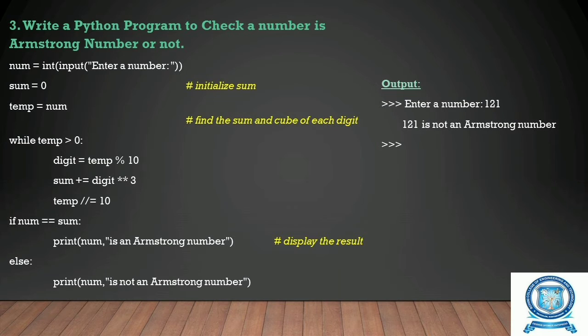Then temporary value floor division equal to 10. With this, the calculation keeps on repeating until the condition becomes false. When it becomes false, it comes out. Then it checks if num equals sum. If num equals sum becomes true, we print that it is an Armstrong number, else we print it is not an Armstrong number. Here we have given 121, so it is not an Armstrong number, which is retrieved as the result.